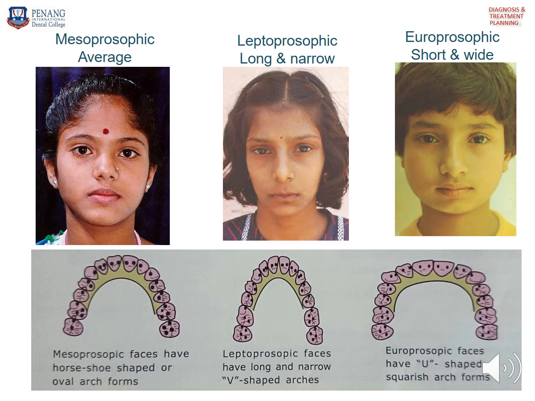These three photos show the difference between the three facial forms. The first one is the mesoprosopic facial form, which is the average type. The patient with a mesoprosopic face will also have a horseshoe-shaped or oval dental arch form. The patient with a leptoprosopic facial form has a long and narrow face, and also long and narrow V-shaped arches. For the euryprosopic facial form, the patient has a short and wide face, and also a U-shaped or squarish arch form.